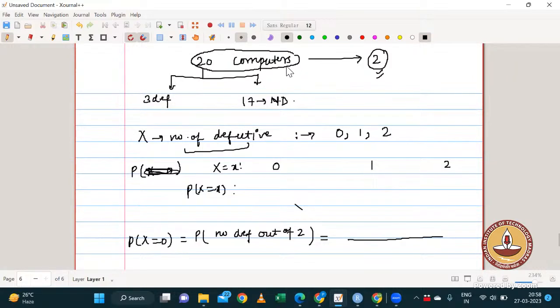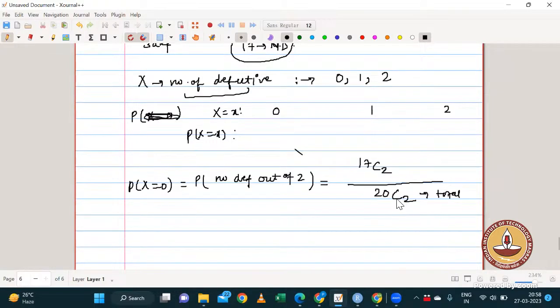I can purchase any 2 computers out of 20, right? This is my total. What is favorable? No defective computers should be there. So how many non-defective computers are there? 17. So that should be 17C2 divided by 20C2. You have to solve this, and after solving you will get the values. Should I solve it or will you do it? No, sir. Got it. Okay. So what about the probability of X equal to 1? It means 1 defective computer.